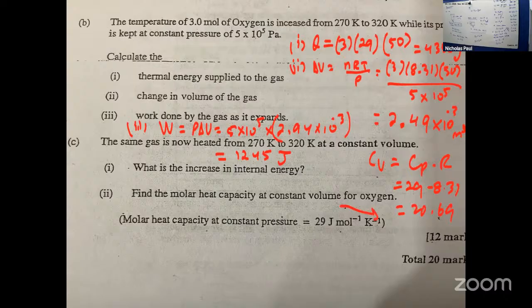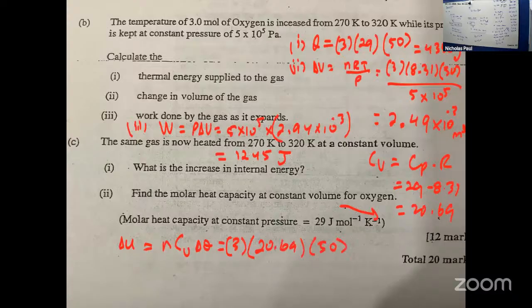And then delta U is equal to n CB delta theta. n is 3, CB is 20.69 and delta theta is 50. How much is that? When I multiply, how much did you all get? 3,102.5.